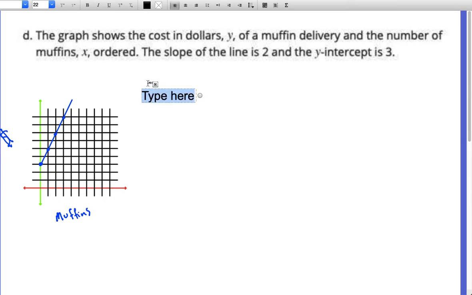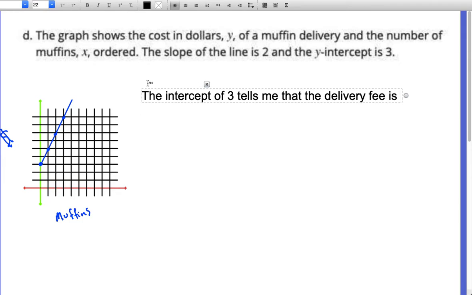Okay, so the intercept of 2, nope, sorry, intercept of 3, got the numbers backwards. The intercept of 3 tells me that the delivery fee is $3. If I want the delivery guy to come by my house and wave at me and not drop off any muffins, that's 0 muffins for $3, right? So $3 just to drive by my house and deliver nothing.